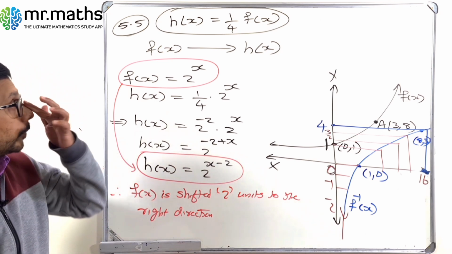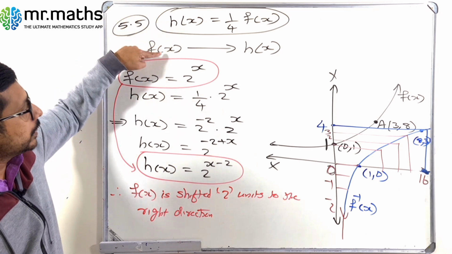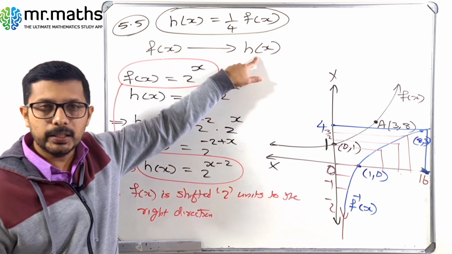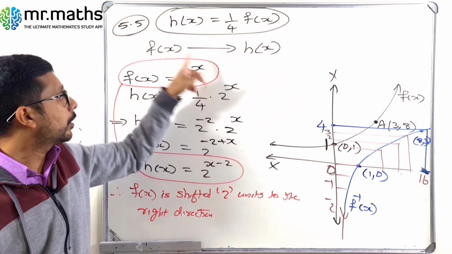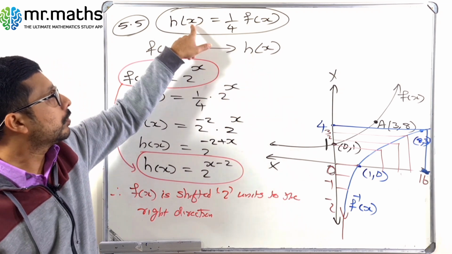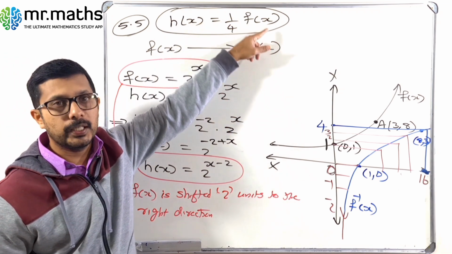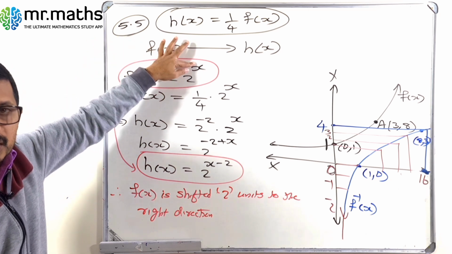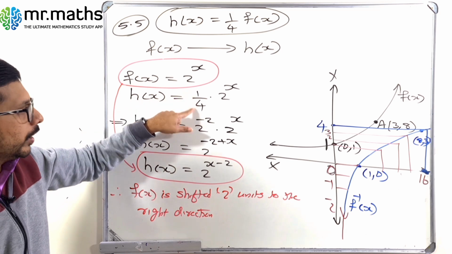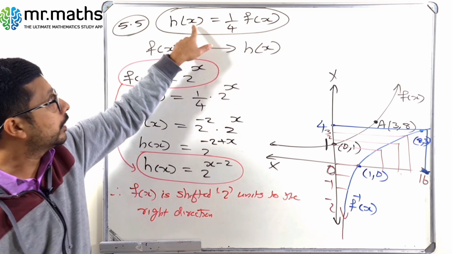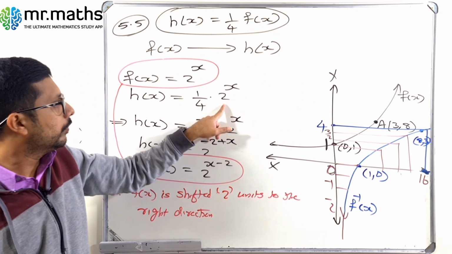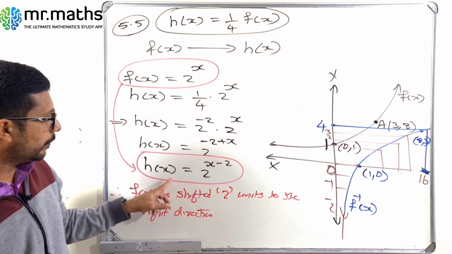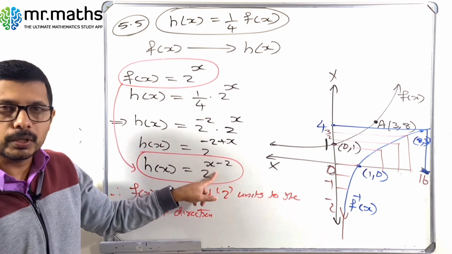Okay, so listen once more. The question is: describe the transformation from f to h. h of x is given as 1 over 4 f of x. First we wrote f of x, our given equation, f of x is equal to 2 raised to x. And h of x is 1 by 4 f of x. So 1 by 4 times 2 raised to x. When we simplify that, we got h of x as 2 raised to x minus 2.